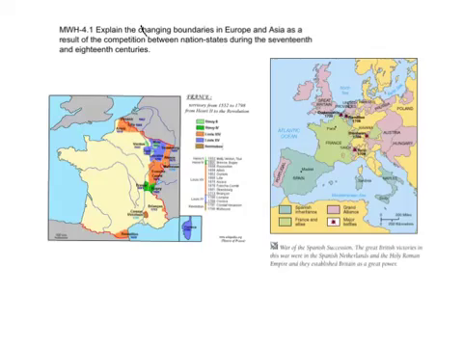This is Modern World History 4.1, explaining the changing boundaries in Europe and Asia as a result of competition between nation-states during the 17th and 18th century. We just got through talking about absolutism and some of the leaders of that movement, that form of government, absolute monarchs. We're going to look at Louis the 14th here, okay?